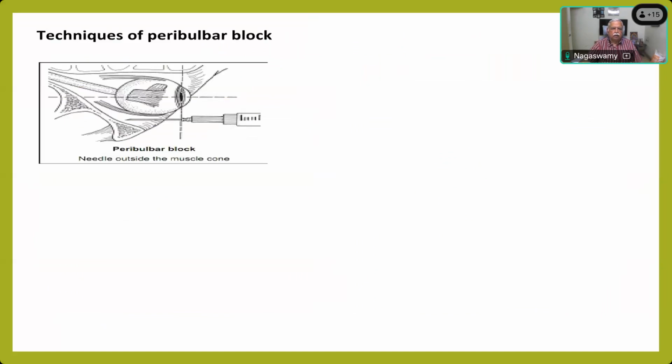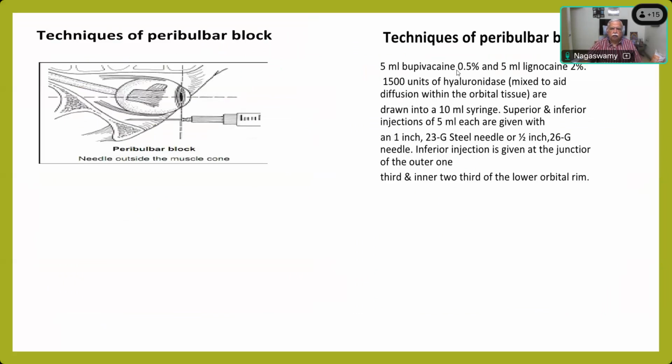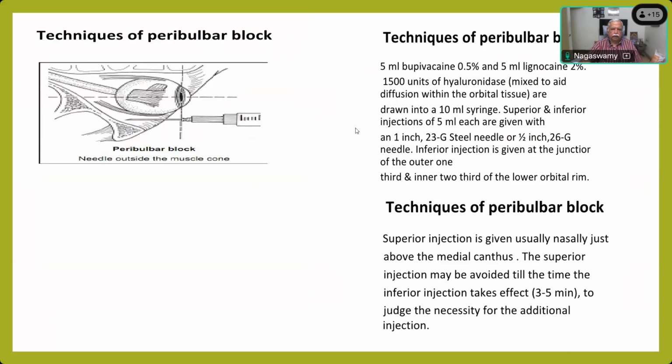The technique of peribulbar block, just for your knowledge, is that the needle is placed outside the muscle cone, with 5 ml of 0.5% bupivacaine and 5 ml of lignocaine. This is the adult dose. For children, it will not be this high. You can manage it with even 3 to 5 ml total of the combination of bupivacaine and lignocaine.